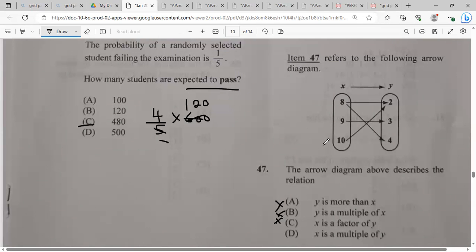All right, so x is a multiple of y. Yes, that is true. Multiples of 4 are 4, 8. Multiples of 3 are 3, 6, 9. Multiples of 2 are 2, 4, 6, 8, 10. So that's D.